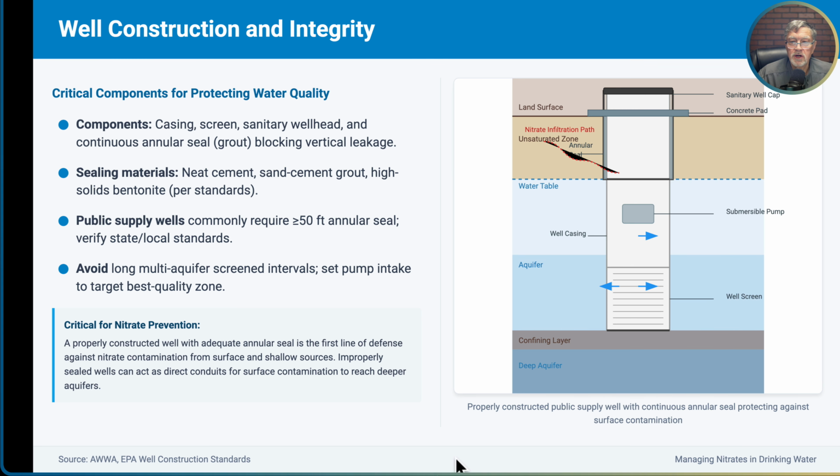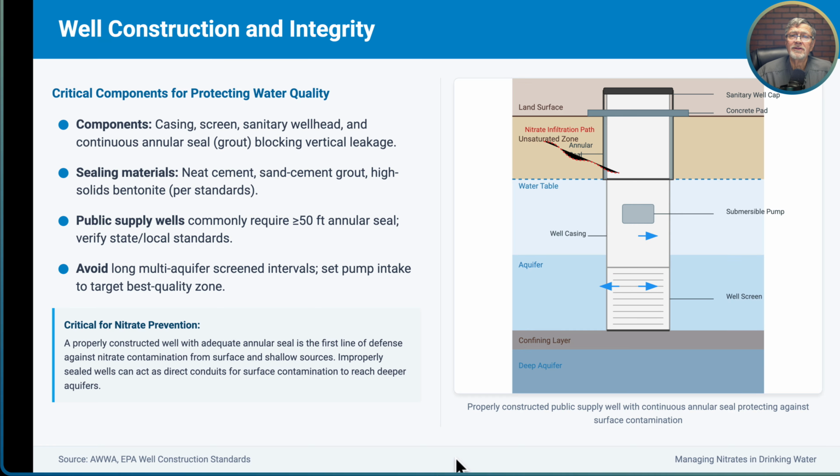All right, well construction and integrity, critical components for protecting water quality. The components of your well: the casing, screen, sanitary wellhead, and continuous annular seal blocking vertical leakage. Sealing materials need cement, sand cement, grout, high solids bentonite per the standards. Public water supply wells commonly require a 50-foot annular seal, but you want to verify state and local standards.